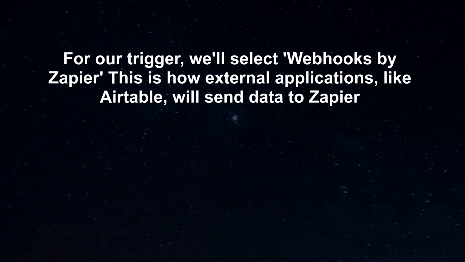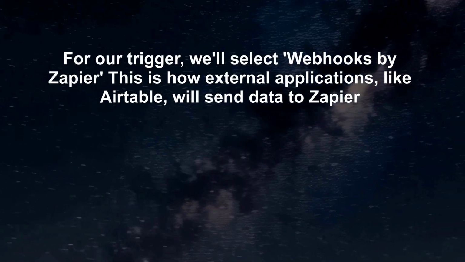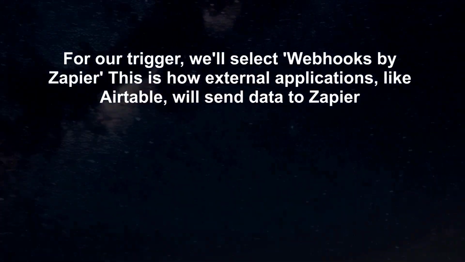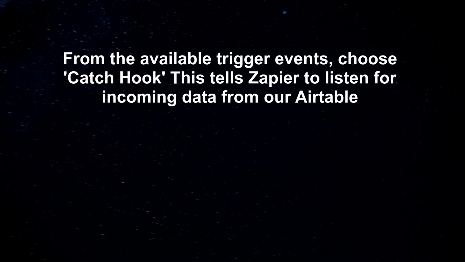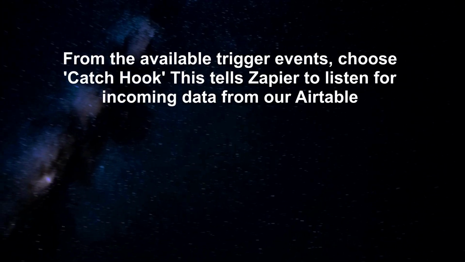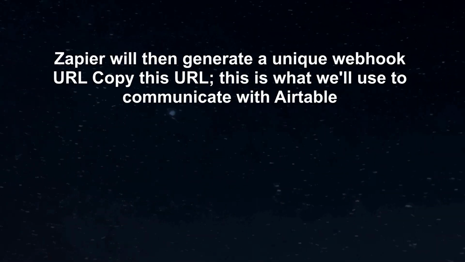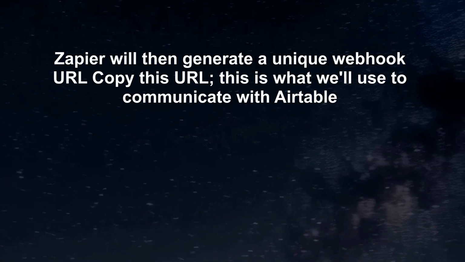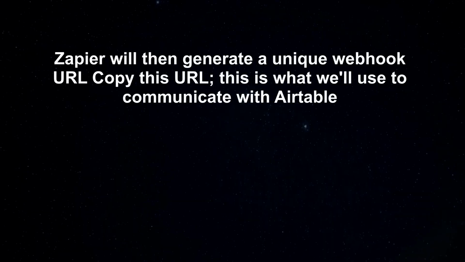For our trigger, we'll select Webhooks by Zapier. This is how external applications, like Airtable, will send data to Zapier. From the available trigger events, choose Catch Hook. This tells Zapier to listen for incoming data from our Airtable. Zapier will then generate a unique webhook URL. Copy this URL. This is what we'll use to communicate with Airtable.